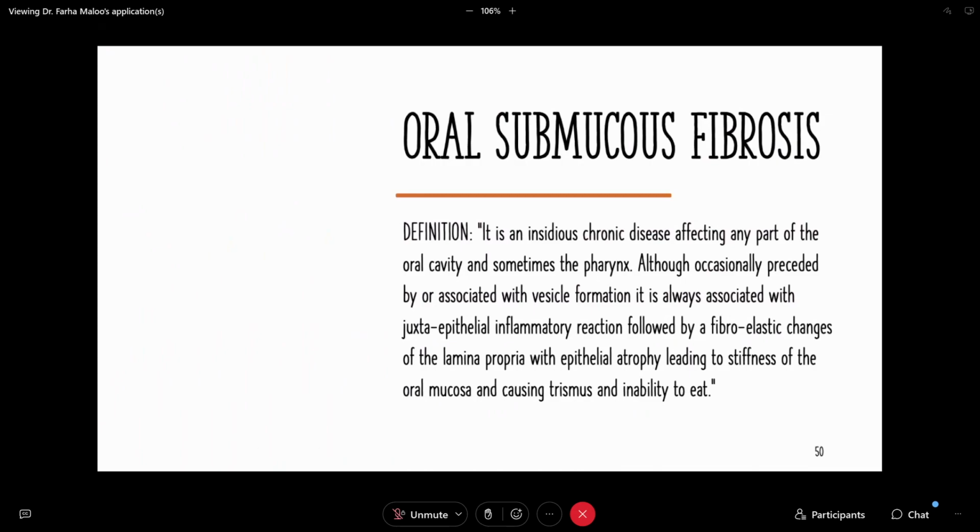Now let us look at the pre-malignant condition called oral submucous fibrosis. Oral submucous fibrosis, or OSMF, is insidious in onset, and it can affect any part of the oral cavity, sometimes the pharynx. Although occasionally preceded by vesicle formation, mainly it is characterized by juxtaepithelial inflammation and subsequent fibrosis of the lamina propria layer of the epithelium. This causes subsequent stiffness in the oral mucosa, resulting in trismus or difficulty in opening of the mouth and inability to eat.